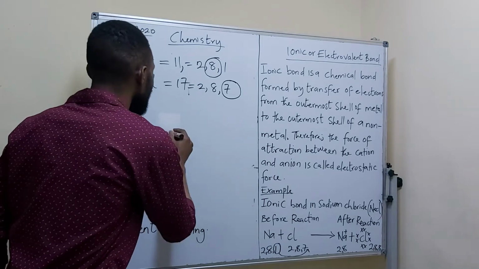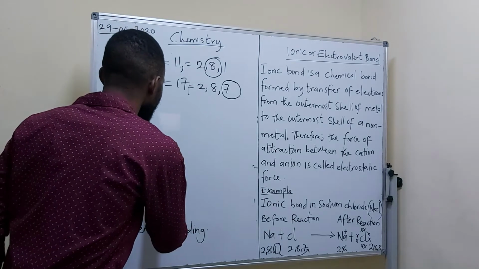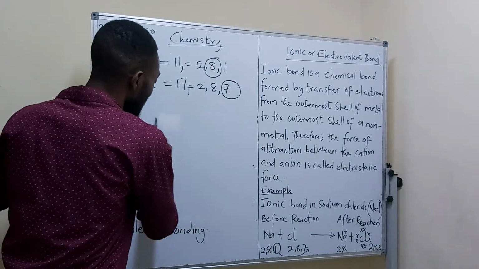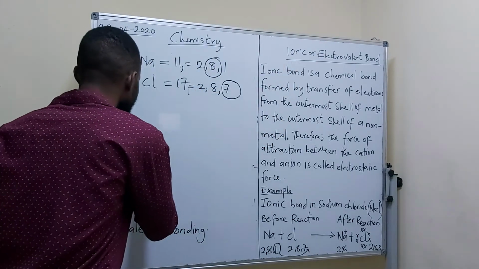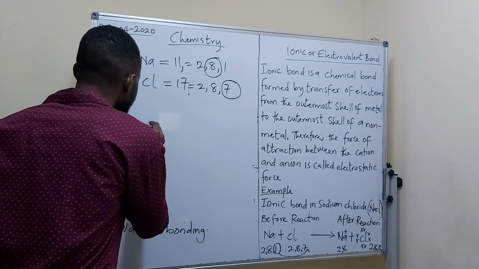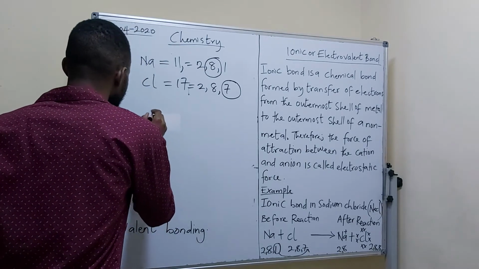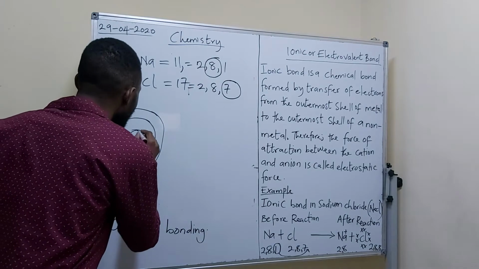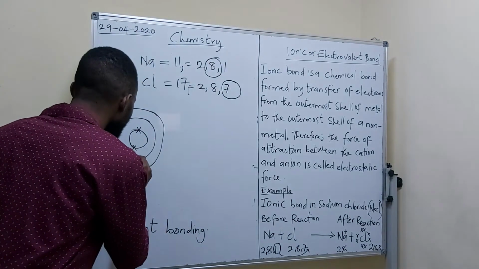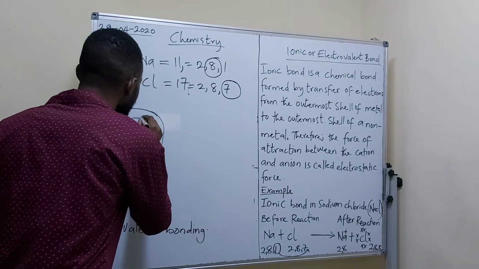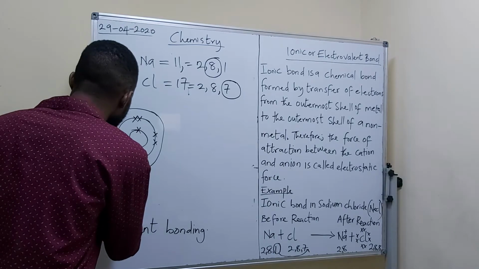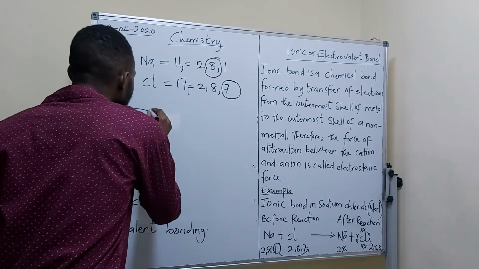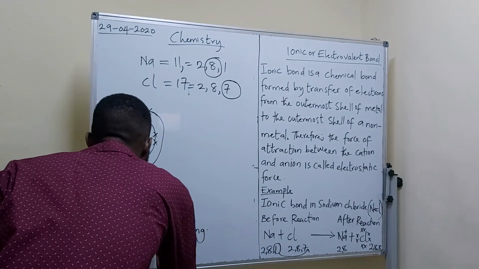So now this is the shell for sodium. These two electrons will be here. Then the 8 electrons: 1, 2, 3, 4, 5, 6, 7, then 8. Now the last electron, which is 1, is going to be outside here. Now we have sodium here.